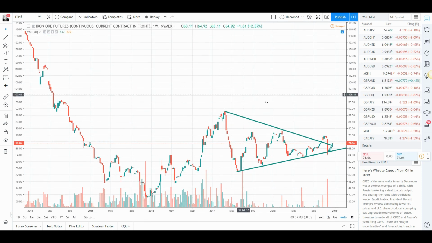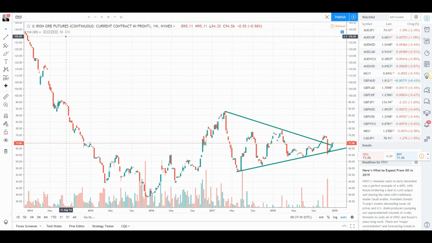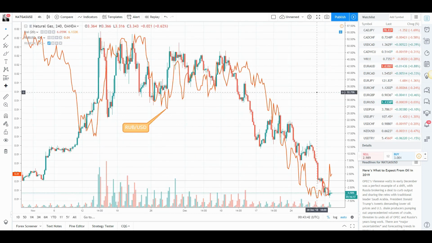Talked about inflation again. When particular commodities go higher in price, especially oil, you find that inflation globally will go up as well, and that will create a response from the central banks to curb inflation, usually by tightening monetary policy. Here's a chart of natural gas on the 4-hourly, overlaid with the Russian ruble over dollar. You find that a lot of these swings are in tandem as well, as Russia is one of the major exporters and producers of natural gas.